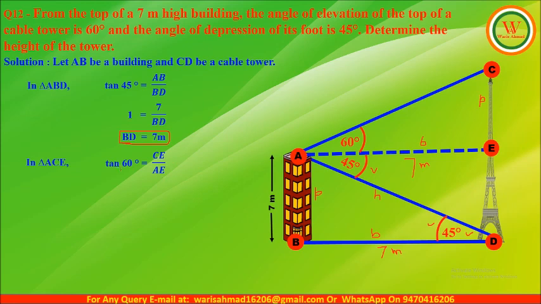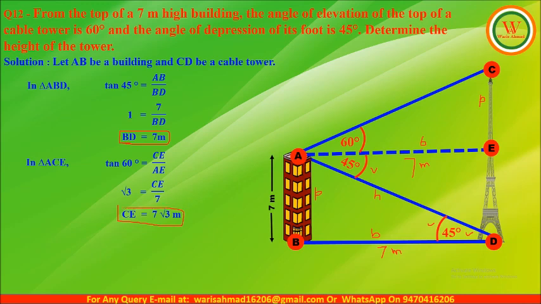Now on the place of tan 60 degree, we can write root 3. CE we don't have the value of, so it will be as it is. But AE, we are having 7 meter because AE is equal to BD. So here we can write tan 60 as root 3, CE will be as it is. On the place of AE, we will have 7 meter. So finally we can write here CE equals to 7 root 3.